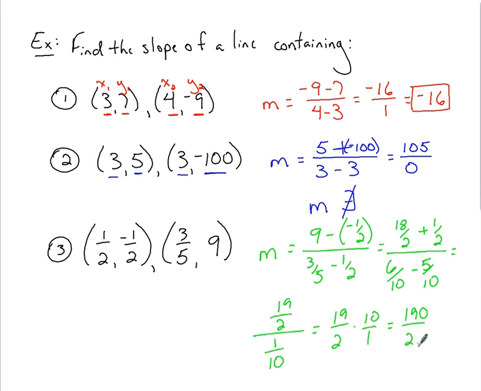which we could do a little bit better than that, because it's 190 divided by 2. And 190 divided by 2 is simply 95. So the slope would be 95 for that line passing through those 2 points.